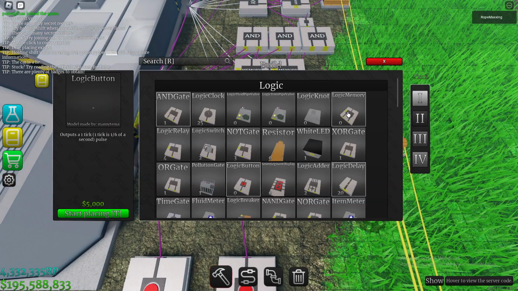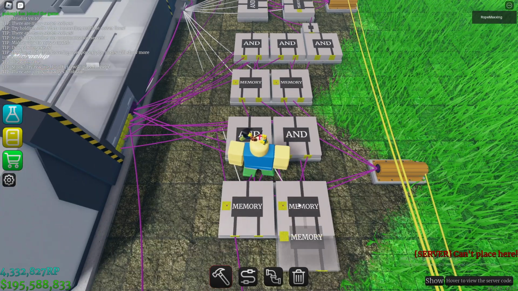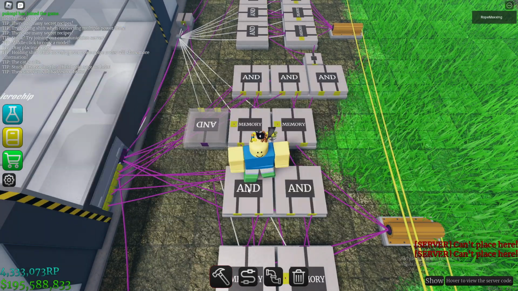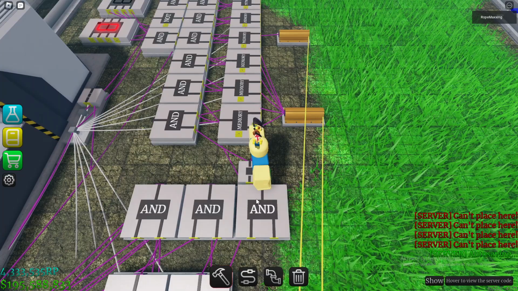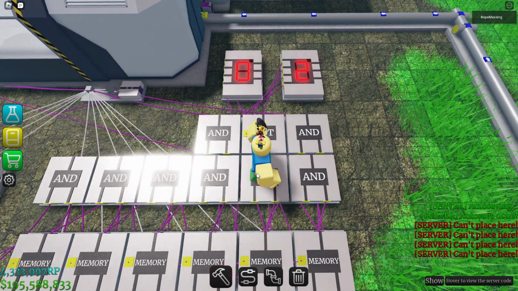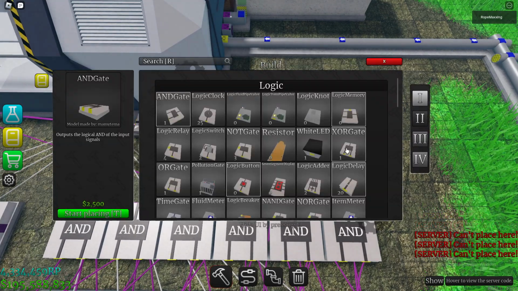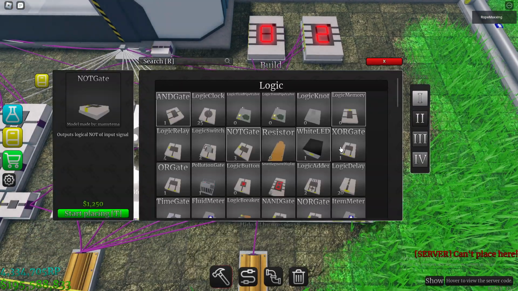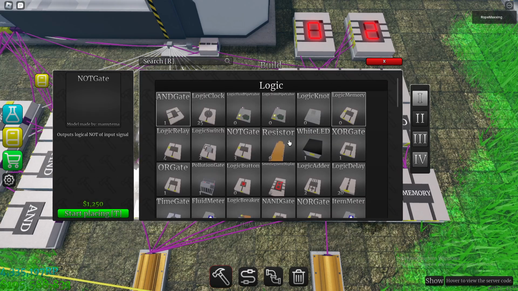So first place 4 logic memories, just like this. Then place 4 AND gates just like this, and place one more AND gate right here, and place 6 AND gates like this. 2 more AND gates like this, and place a NOT gate like this. And also place 6 logic memories like this.